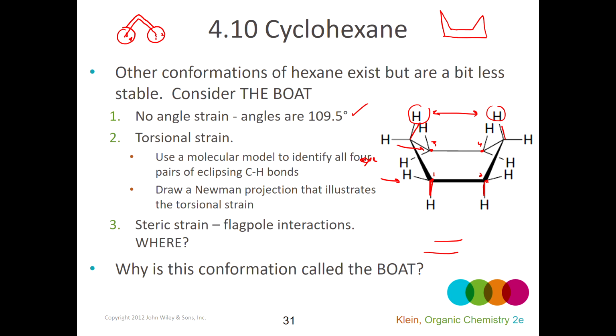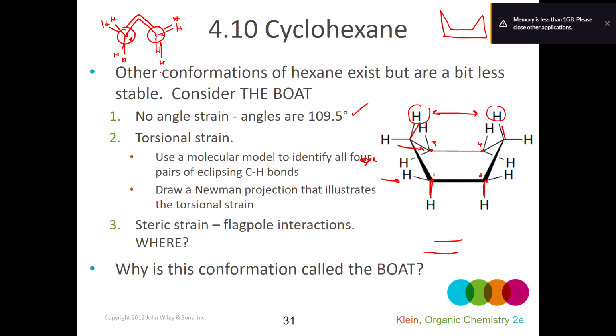Carbon 1 has a hydrogen coming down, and then one out to the side. And so does carbon 2, straight down and out to the side. So there's some torsional strain there associated with that eclipsing. And that's true on both sides, where I would draw my Newman projection. So the boat has a lot of torsional strain associated with it. It's easier to see in the Newman projection than in this structure over here.